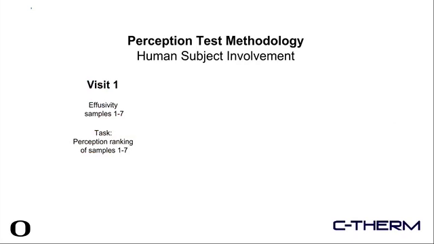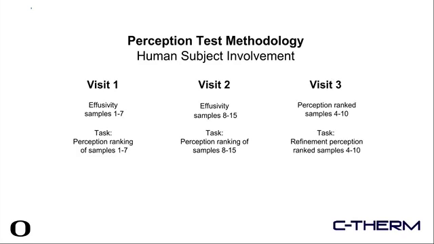From there, I'm going to talk a little bit about the human subject involvement. The involvement of the human subject will include 3 visits to our lab. In the first visit, the subject will look at effusivity samples 1 through 7, and they will conduct a perception ranking of those samples. At the next visit, they will look at effusivity samples 8 through 15, and they will perception test rank those samples. And then in the third visit, we are going to revisit the perception rank samples 4 to 10 in order to refine the perception rank of samples 4 through 10. What this really allows us to do is to ultimately see, does effusivity testing line up to what people think?